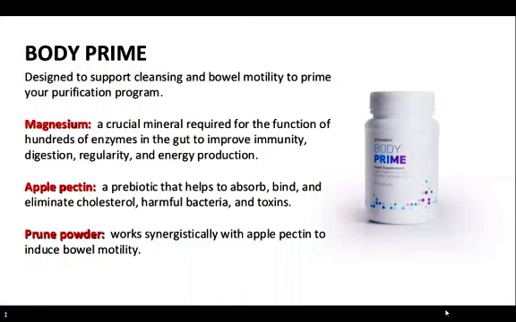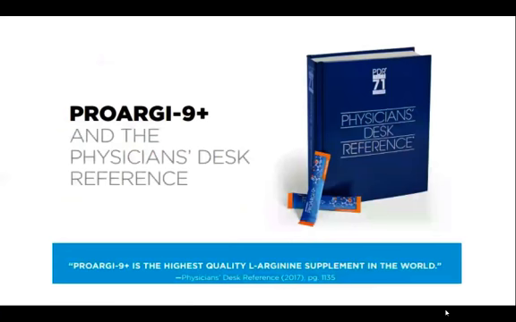Body Prime is designed to support cleansing and bowel motility to help prime your purification program. It includes magnesium, which is a crucial mineral required for function of hundreds of enzymes in the gut to improve immunity, digestion, regularity, and energy production. And it combines apple pectin with prune protein so that they work synergistically to absorb, bind, and eliminate cholesterol, harmful bacteria, and toxins. Pro-oxygenate Plus.